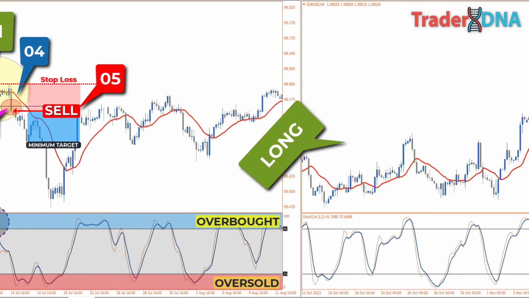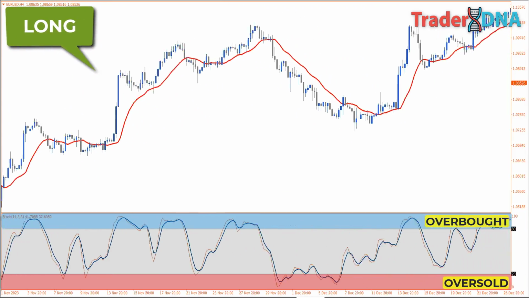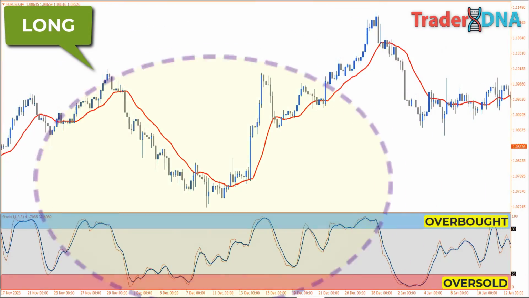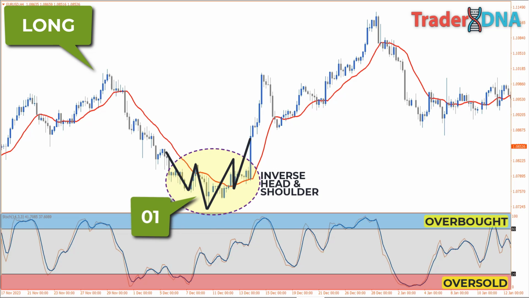Long setup. Rule number 1. Market movement forms the inverse head and shoulders pattern. Rule number 2. When the inverse head and shoulders pattern forms, the stochastic oscillator is in the oversold area.